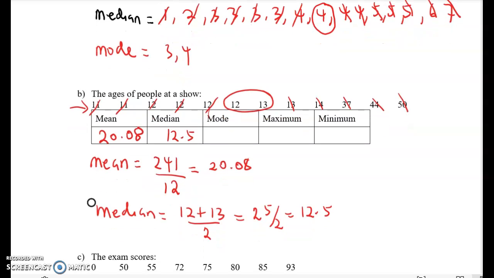The mode is the value or values that occur the most in the data set. So for this data set, the mode is 12, because 12 occurs 4 times. The maximum data value is 50, the minimum is 11.